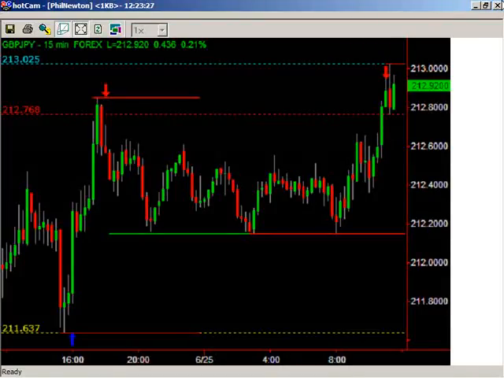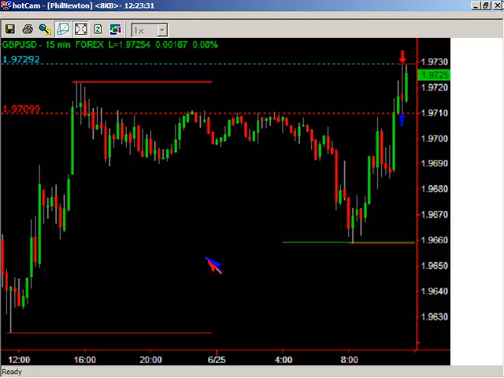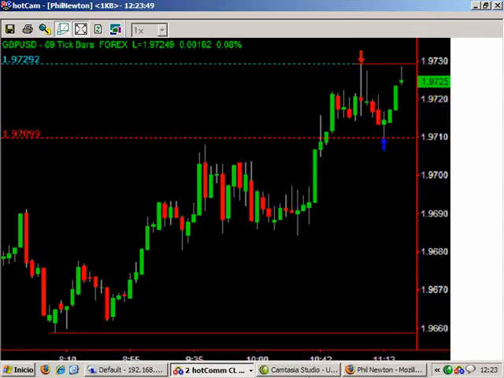Let's just go back to the pound dollar for a moment, because we've got that setup that was developing. Again, let's just go back to the 89 tick chart. So we've got that breakout pullback setup. The first bar not to make a new bar high develops, and this one's just about to potentially trigger.